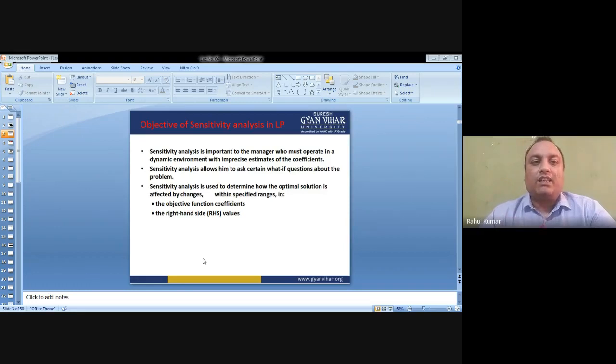Within the specified range, and these ranges are of two types. First is the objective function coefficient, and the other is the right hand side values.